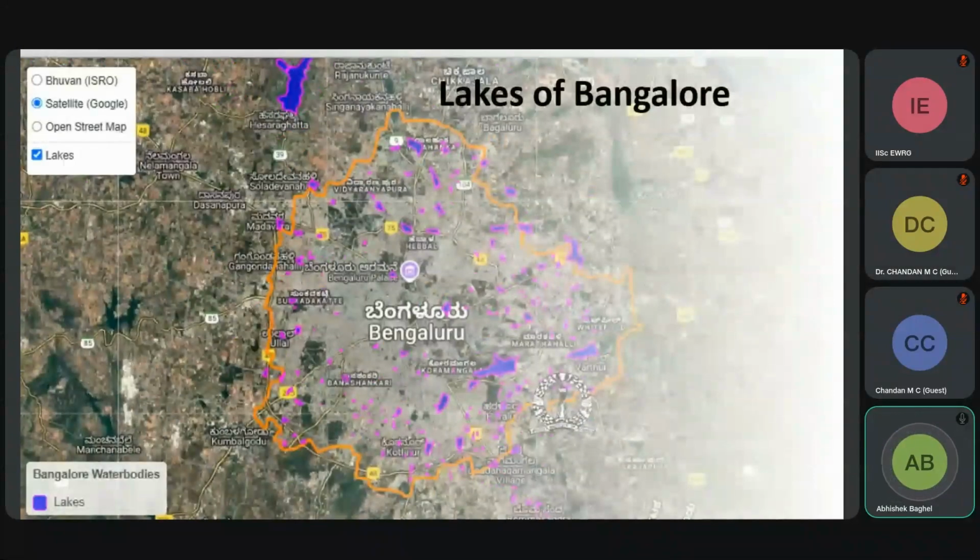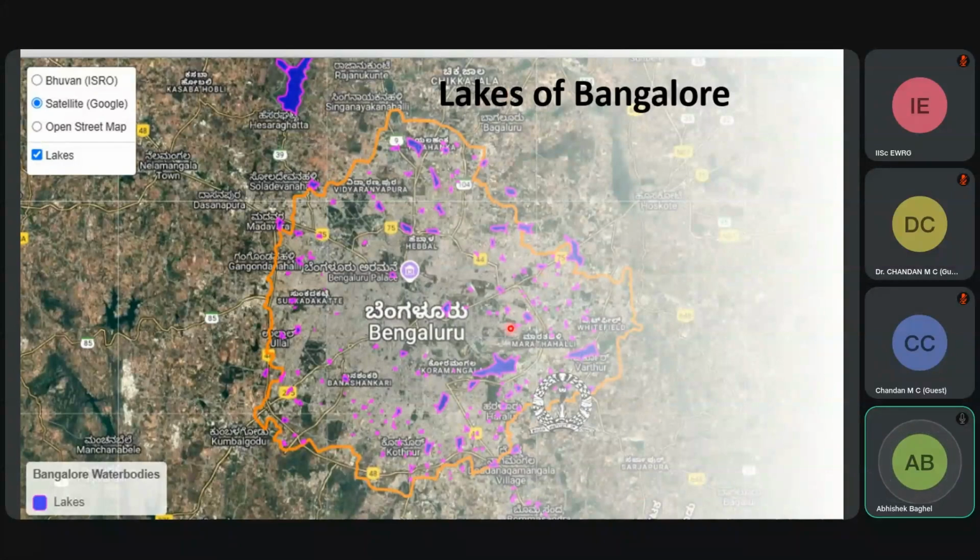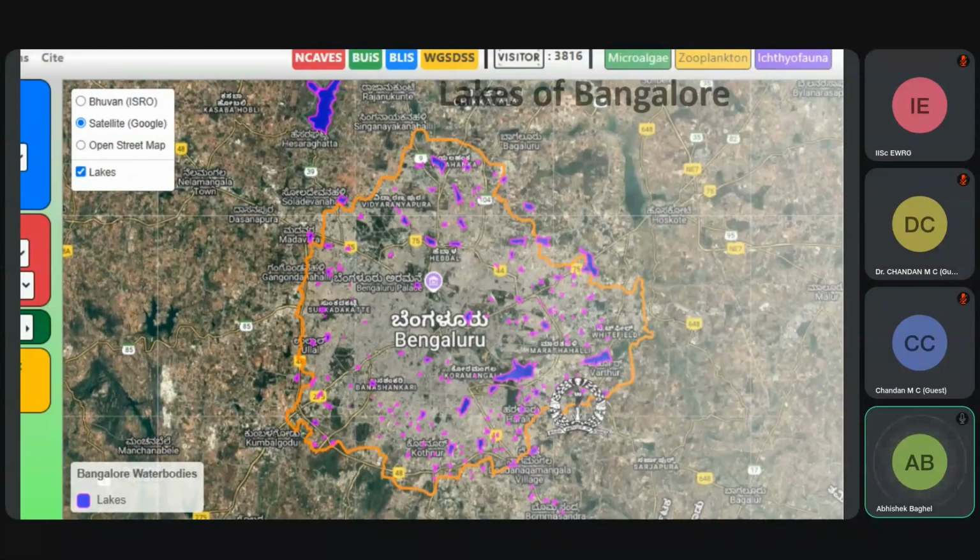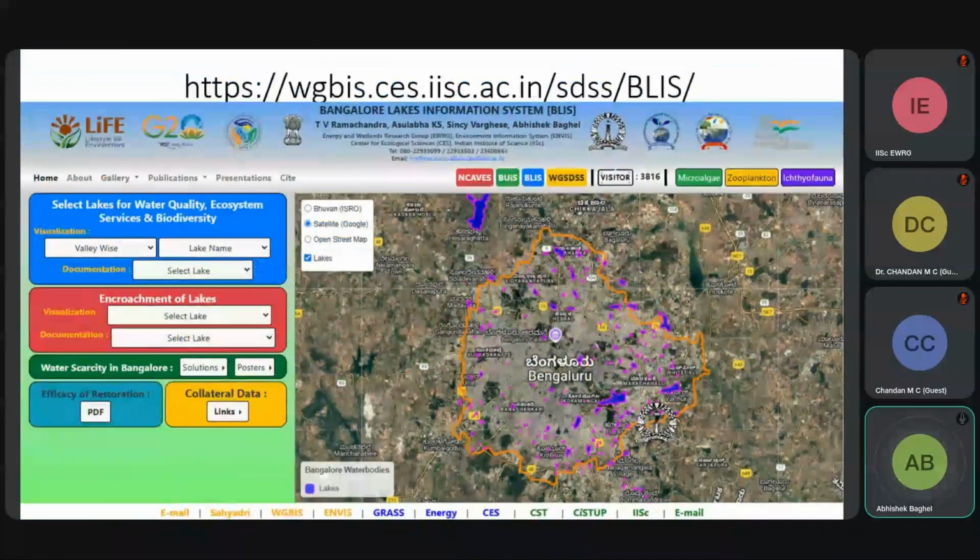So this is what we have compiled. These are the lakes of Bangalore data. We have compiled 175 lakes and we are still quantifying them. And we have completed everything in this application, PLIS Plus. You can visit the website also. In this, we have three major parts: the water quality, ecosystem services and biodiversity, encroachment of lakes, and educational resources.